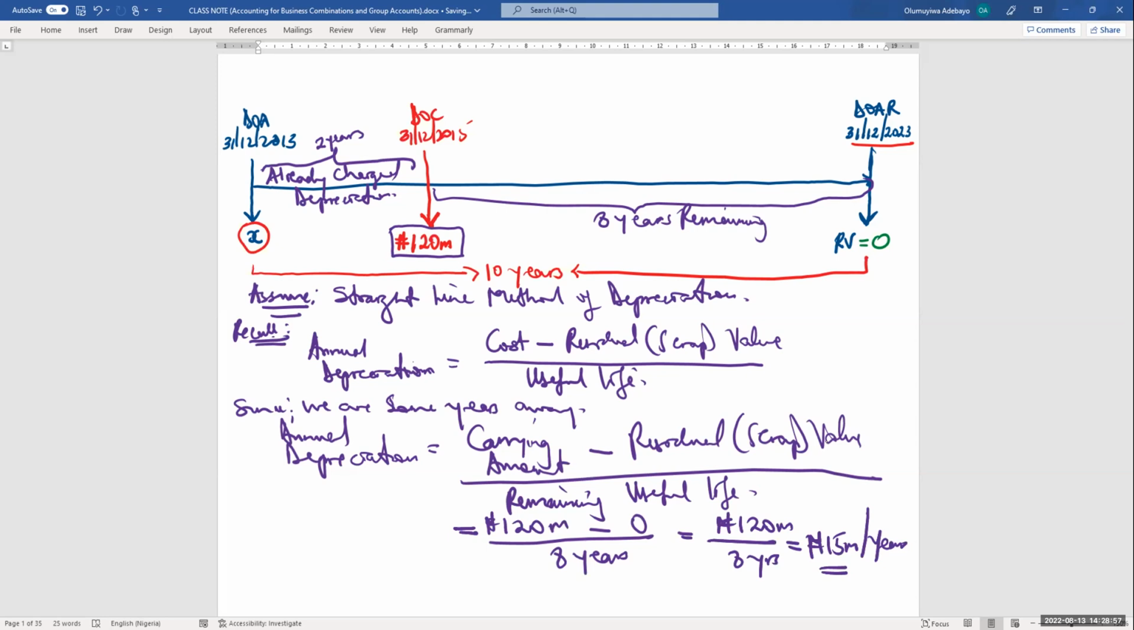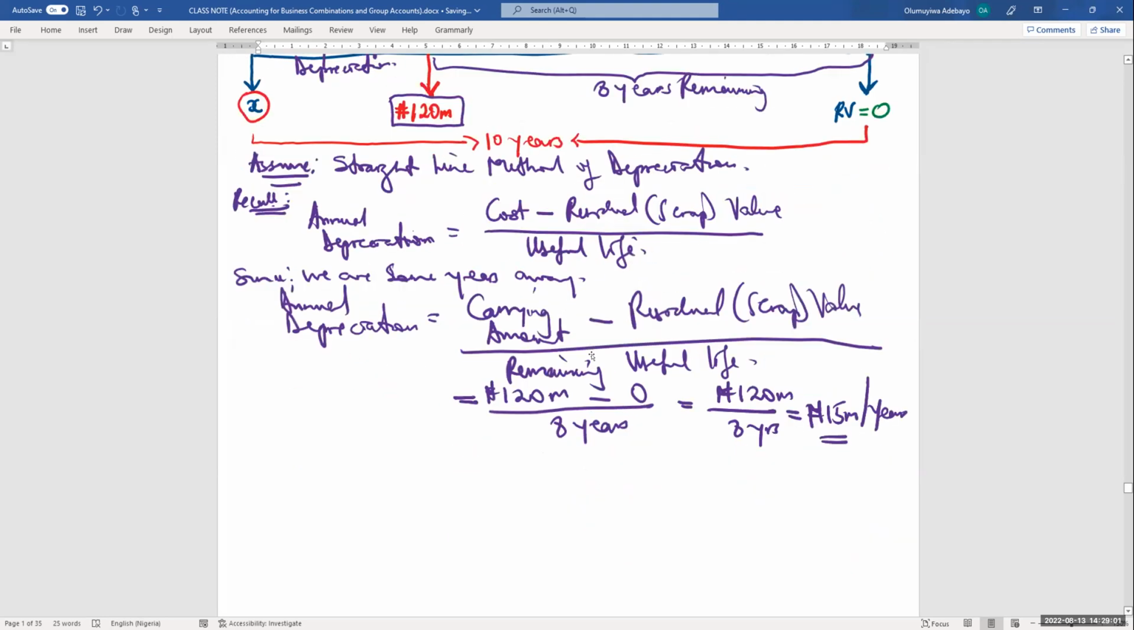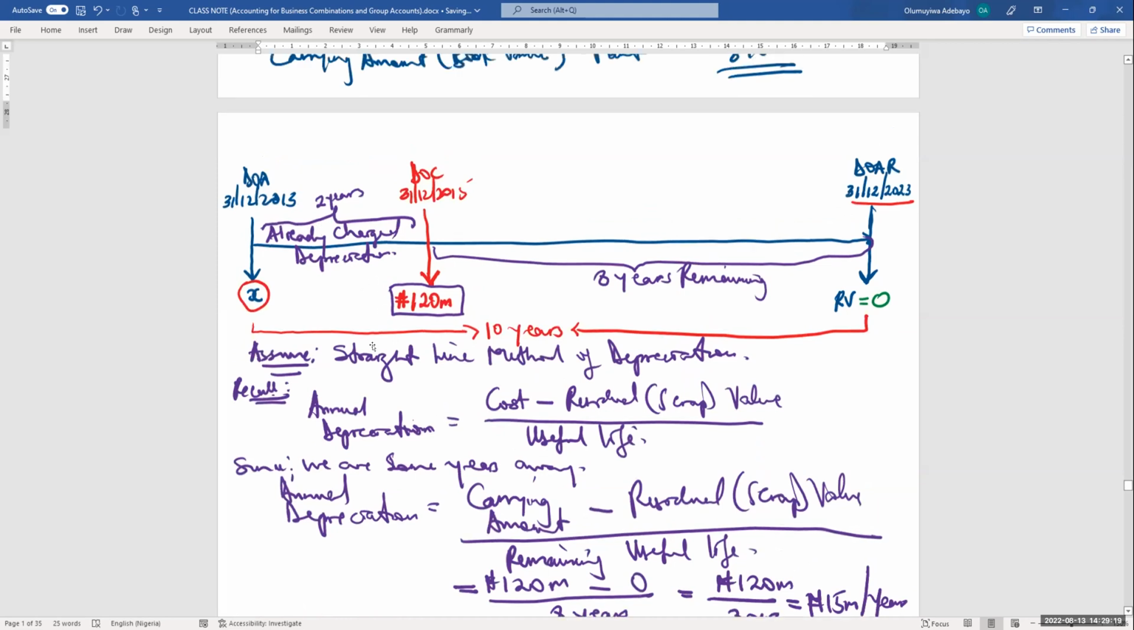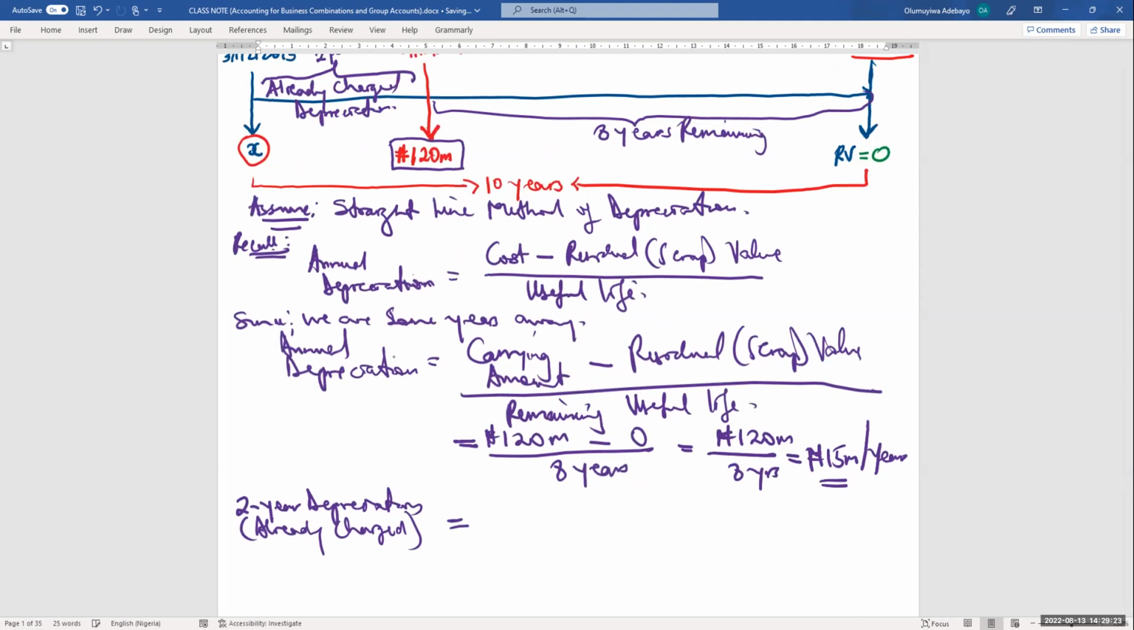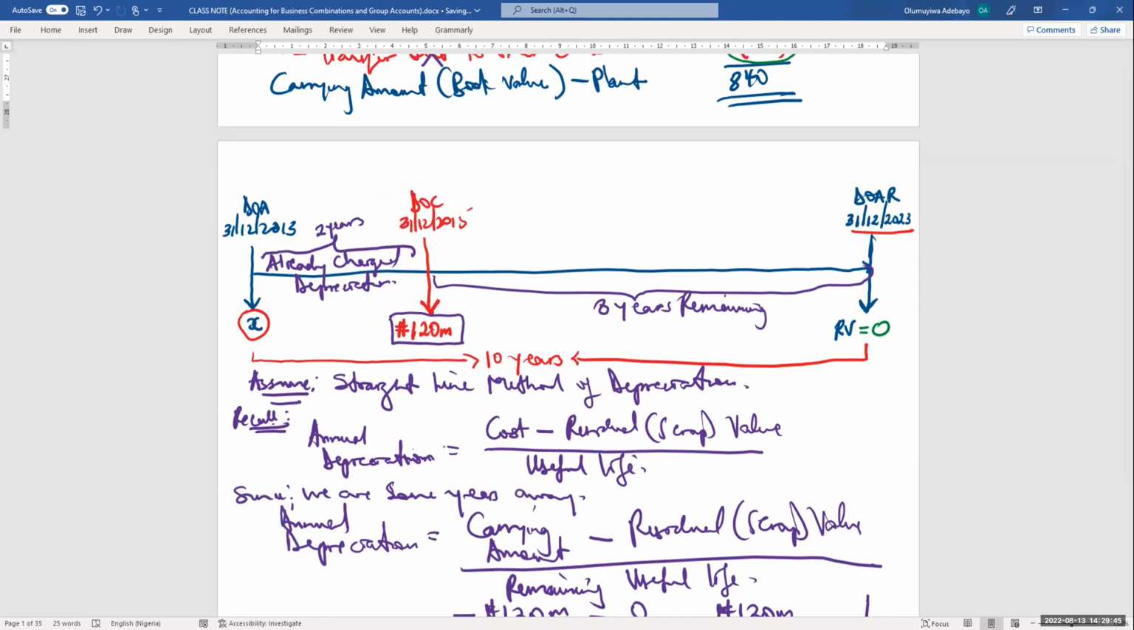Which means if 15 million is per year, I can averagely conclude that the 2-year depreciation already charged, as you see above here, is simply 2 years times 15 million, since we have been able to determine the depreciation per year. And in that case, it means they've already charged 30 million in the last 2 years of acquisition. Now, which means if they've charged 30 million, I can simply say this equals 30 million.